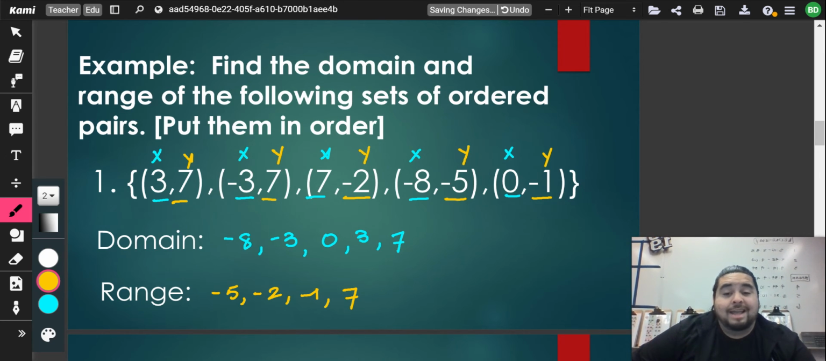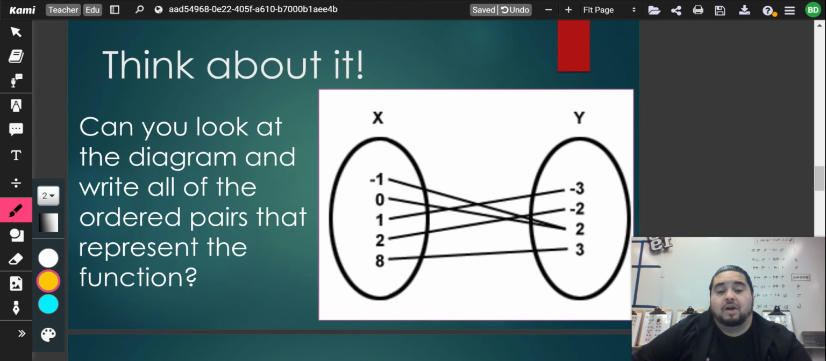Two things to remember. Again, always put the numbers in order from least to greatest, and then you only want to account for numbers once, even if they happen multiple times. Okay. Now, moving forward, our next skill, we're going to be talking about something called mapping.